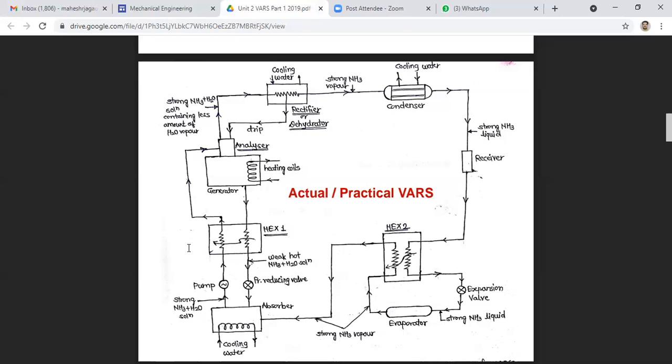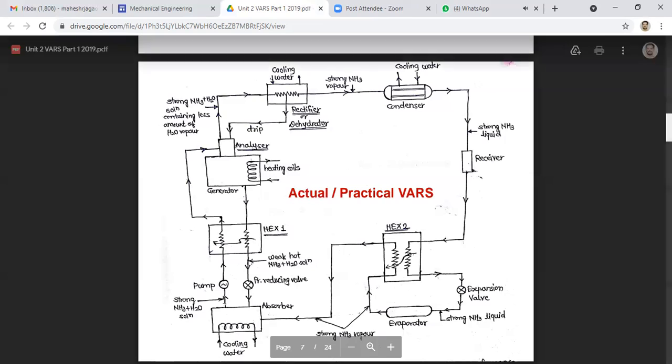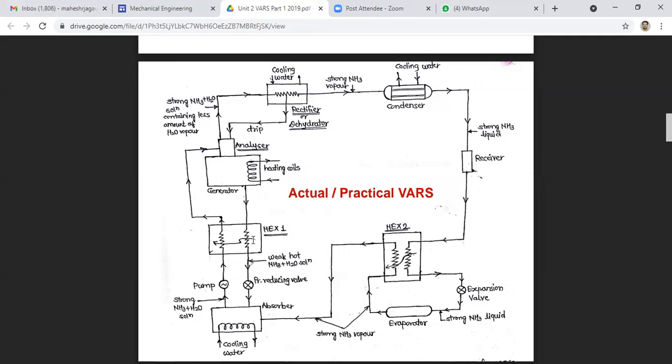Next is the heat exchanger. The first heat exchanger we have provided is between the pump and the generator. You are observing the pump over here. It is used to cool the weak hot solution returning from the generator. So you are finding that the heat exchange takes place between these two.